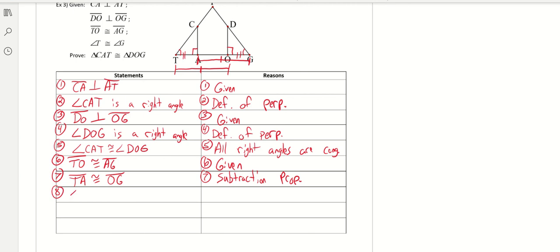Number 8, angle T is congruent to angle G. Let me do a better G than that. Angle G. Number 8, given. And finally, number 9, triangle CAT is congruent to triangle DOG. Angle, side, angle, congruency postulate.